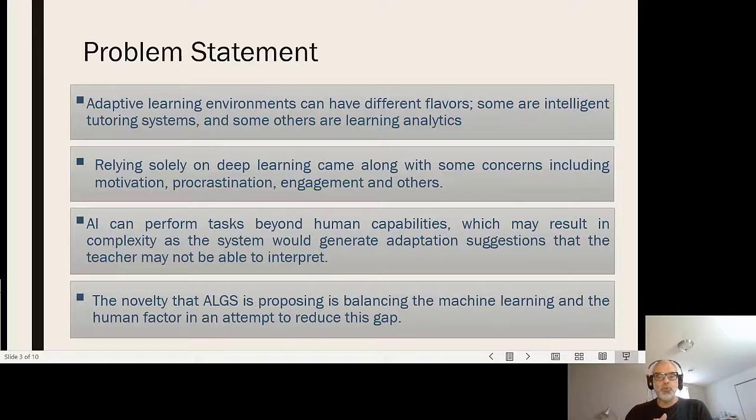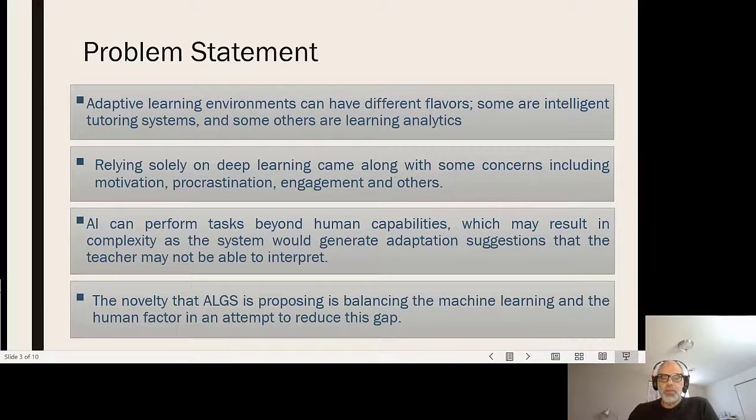Artificial intelligence can perform tasks beyond human capabilities, obviously, which may result in a level of complexity in the system that would generate adaptation that the teacher might not be able to interpret readily, and might actually be counterintuitive in instances where the teacher knows something about this or that student and might not agree that this is the best step to overcome this hurdle for the student.